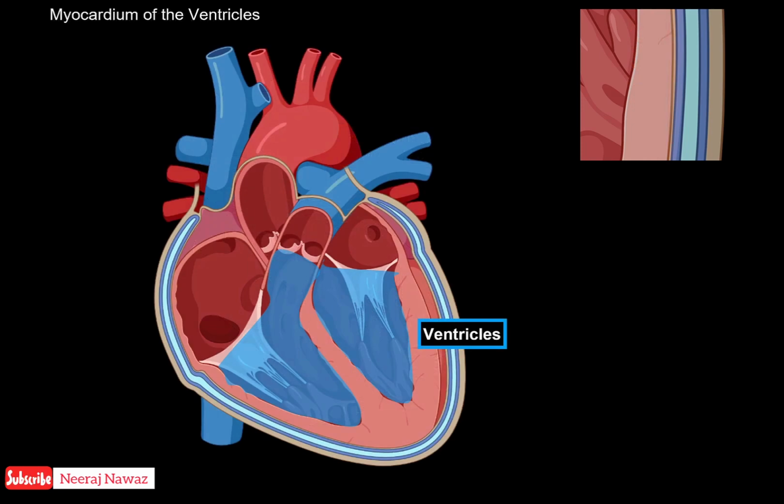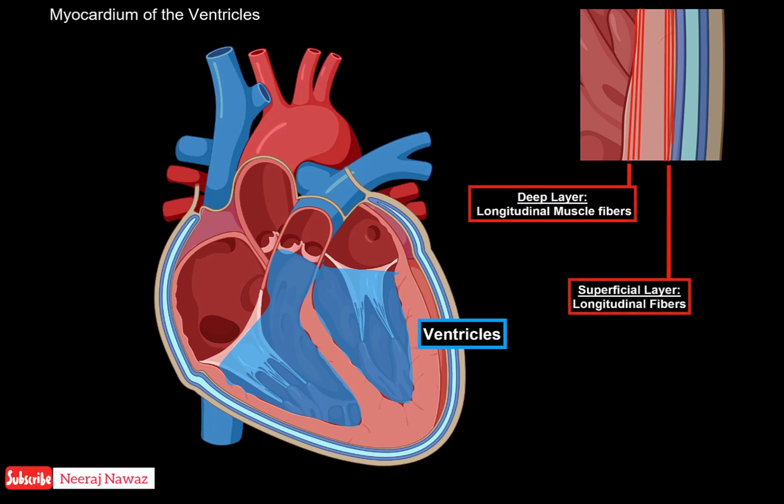Now let's do the myocardium in the ventricles. Remember the myocardium of the atria consists of two layers, right? The myocardium in the ventricles consists of three layers. We have the superficial longitudinal muscle layer, we have the deep longitudinal muscle layer, and between those there is a middle circular muscle layer.